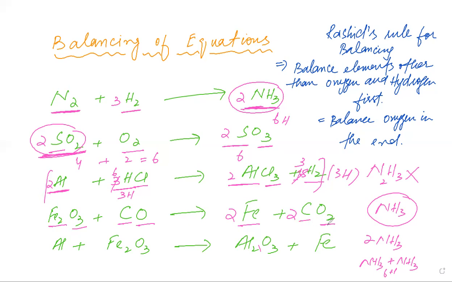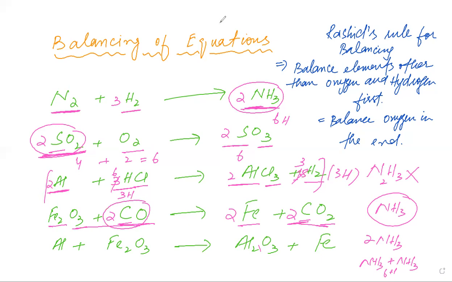So we should ignore oxygen and focus only on carbon. Carbon is 2 at the product side, 1 at the reactant side. We have written 2 in order to balance the carbon. Carbon has become balanced, but oxygen atoms have become unbalanced. Oxygen 3 and 2, 5 at the reactant side, but 4 at the product side.